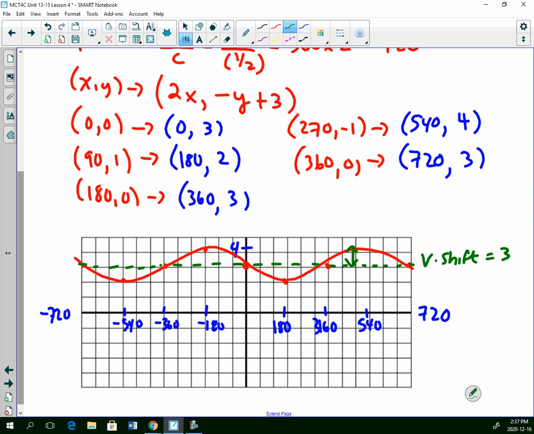The period is 720. I can see that. One cycle is 720, so that is correct. And it is cosine flipped over. So instead of starting here and going up, it's going down. So everything on the graph looks correct in terms of my transformations.